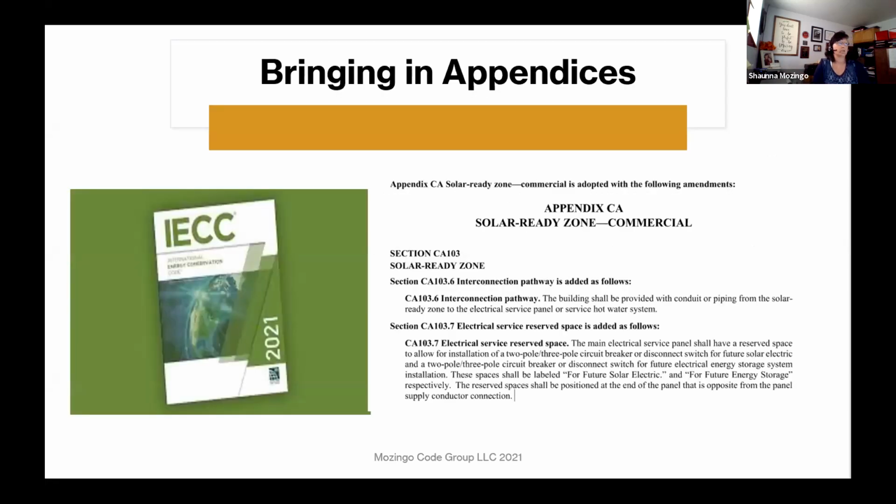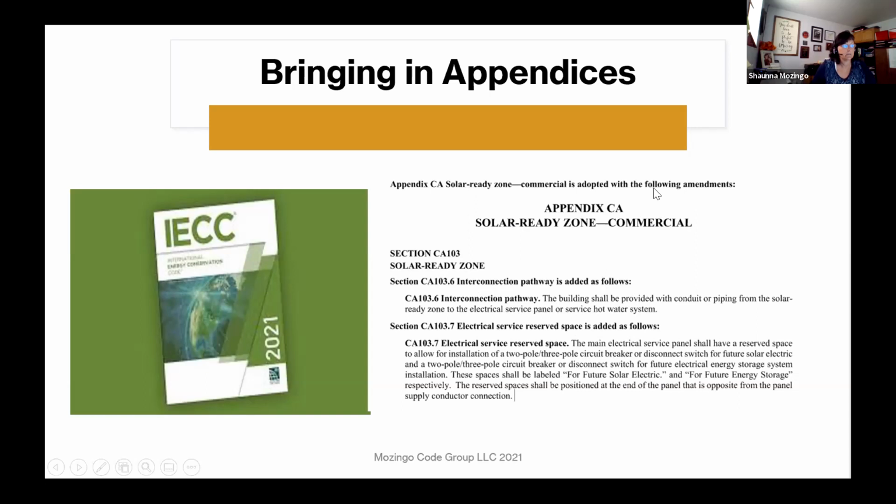Some people amend the code to bring in the appendix chapters. Those appendix chapters do not apply unless you specifically adopt them. So if you want the solar ready zone and you want to adopt it, you would say, okay, we are officially adopting this, and then you can make amendments to it. This is the example of the City of Denver's amendments to Appendix CA for solar ready zones.